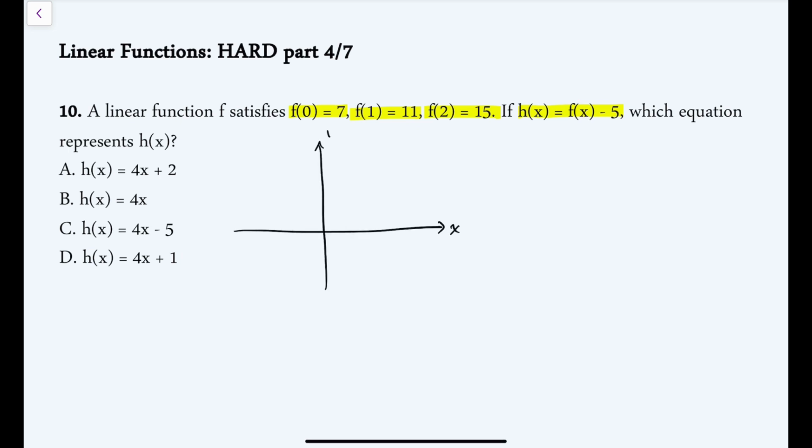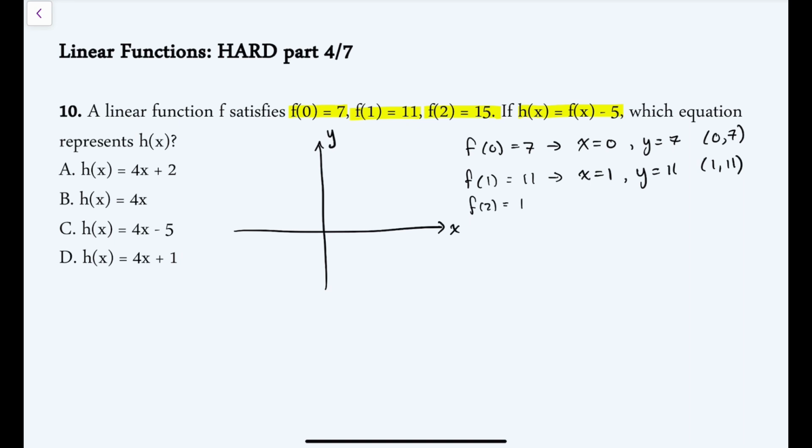If this is our graph, x and y-axis, this says f at 0 is equal to 7. So f at 0 is equal to 7 means that when x is equal to 0, that's what we plug in, our y value is 7, or 0, 7. F at 1 is equal to 11 means when x is equal to 1, our y value is 11, so 1, 11. F at 2 is equal to 15 means when x is equal to 2, our y value is 15. Our point is 2, 15.